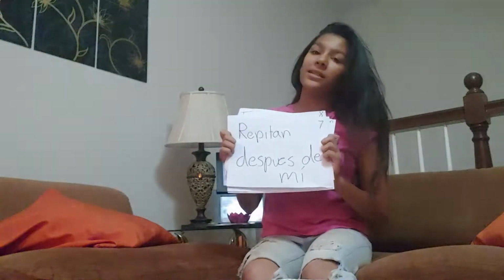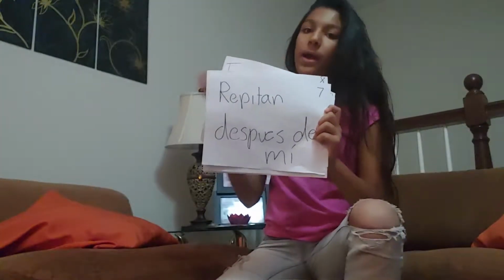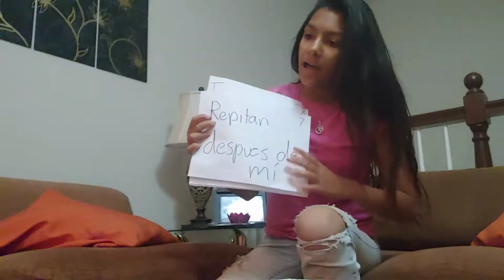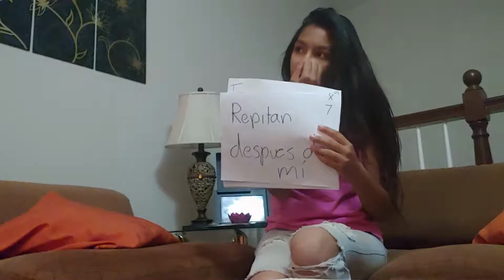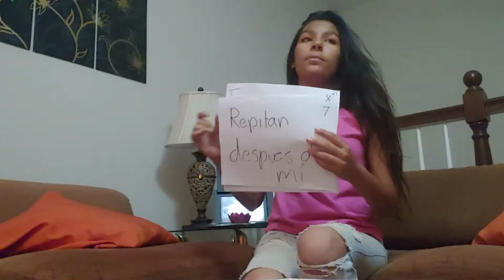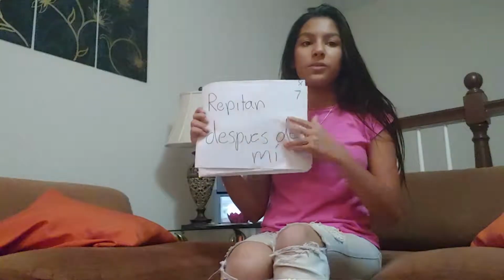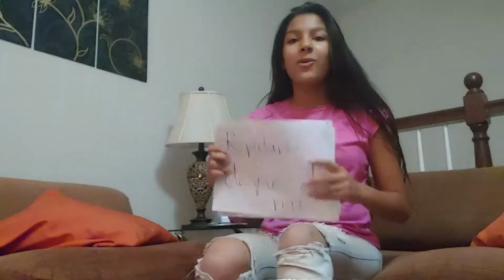Our next one is repitan después de mí. There are two cognates in this: first repitan, which you can remember by repeat, and mí, which is a cognate for, well, me. And repitan después de mí means repeat after me, which a teacher may use if she wants the students to remember something. So the teachers may say this to be able to help you understand something fully. So on to the next term.